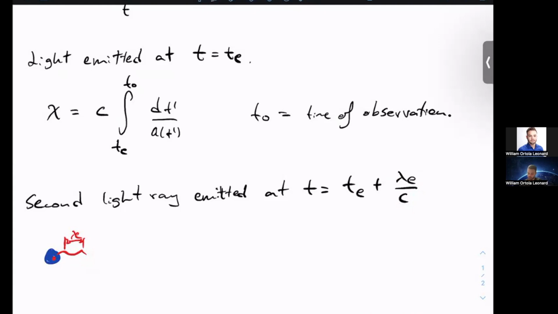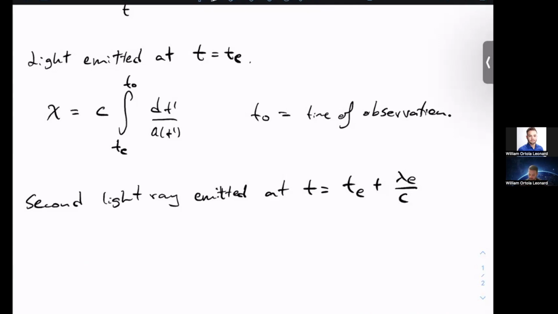Okay, so with this said, this means that the second light ray is going to arrive to us at some time t naught plus a wavelength, which is given by the wavelength that we observe divided by the speed of light. And in this case, remember, we have the universe which is expanding, so the wavelength that is going to arrive to us is going to be bigger than the wavelength that was emitted by the actual star, or galaxy, or whatever.